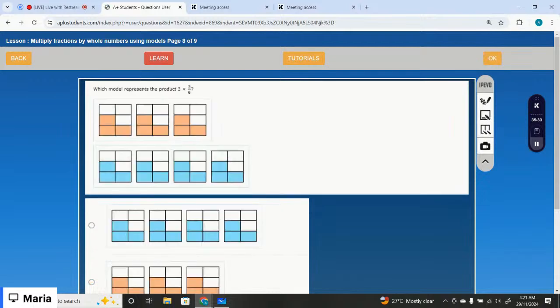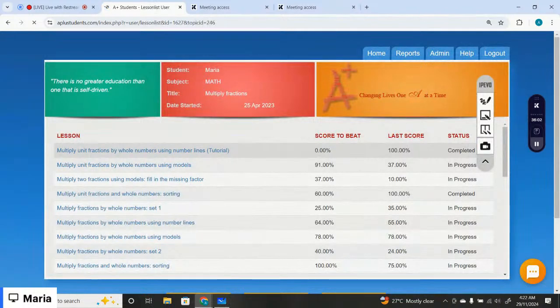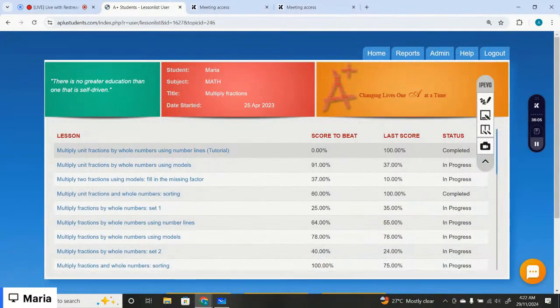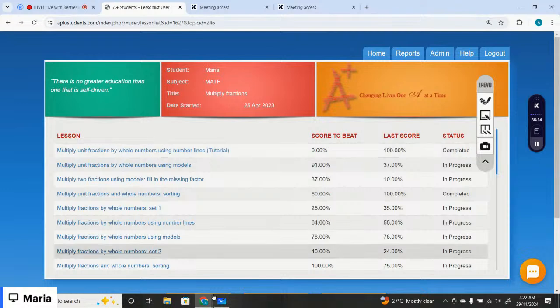Okay, you can complete the lesson by yourself later today. Let me just move on to the next lesson. The next lesson is multiply fractions by whole numbers set 2. Let's just start with the lesson.